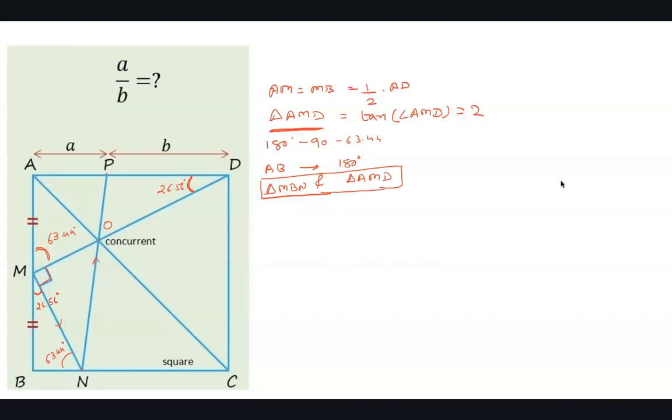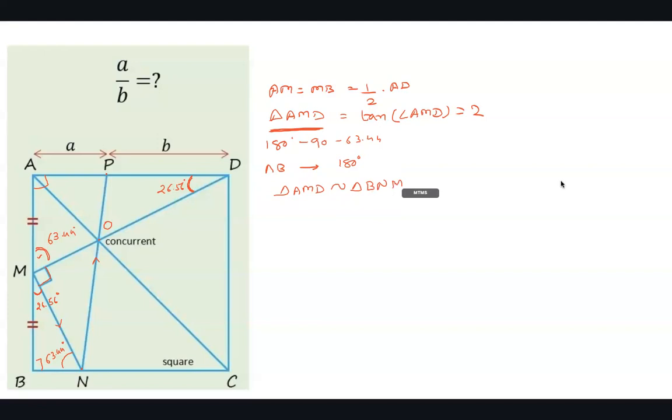Angle A is the same as angle B. Angle N is the same as angle M. And then angle M of BMN is the same as angle D of AMD. So now we know that these two triangles are actually similar to each other. All three angles are measuring the same. And how is the similarity established? Triangle AMD is similar to triangle BNM.